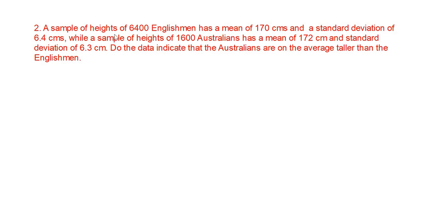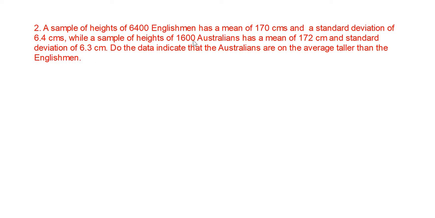Problem: a sample of heights of 6,400 Englishmen has a mean of 170 centimeters and a standard deviation of 6.4 centimeters, while a sample of heights of 1,600 Australians has a mean of 172 centimeters and a standard deviation of 6.3 centimeters. Do the data indicate that the Australians are on the average taller than the Englishmen?